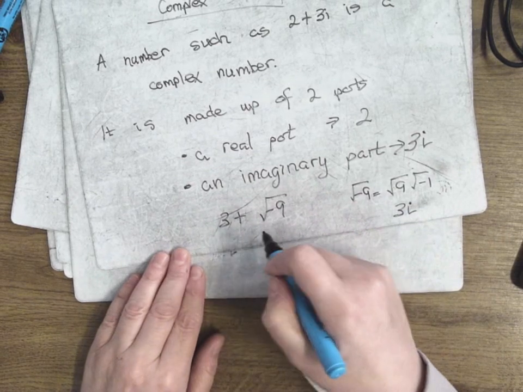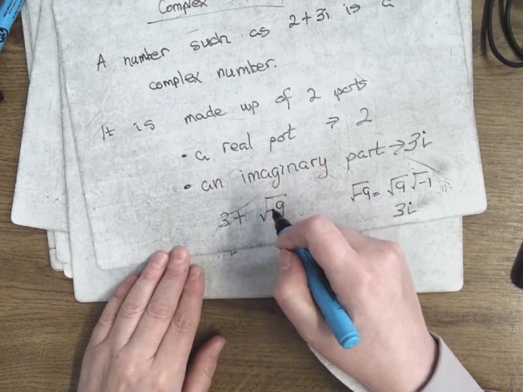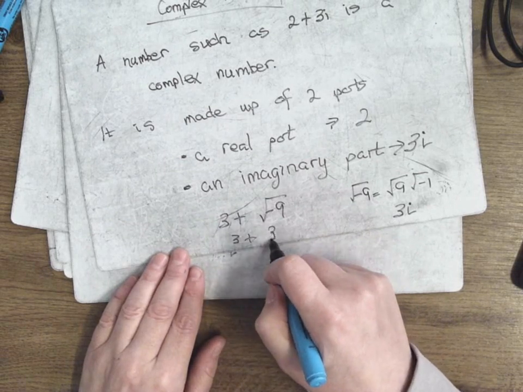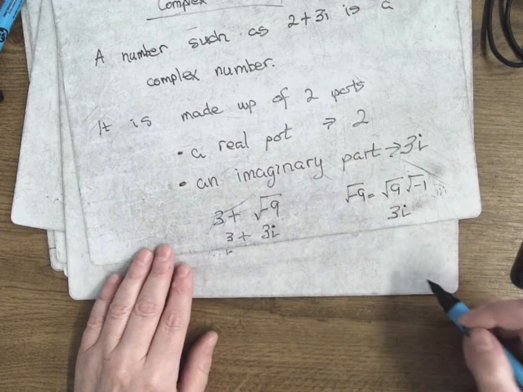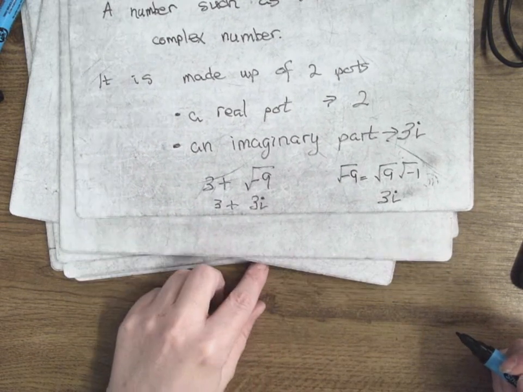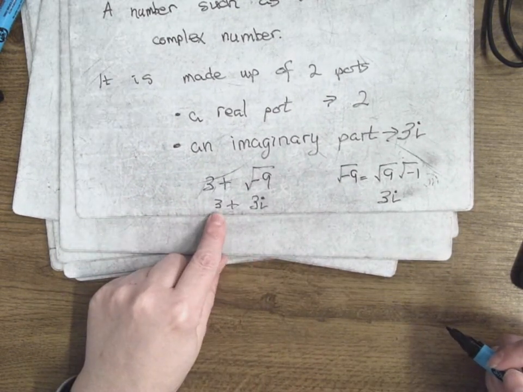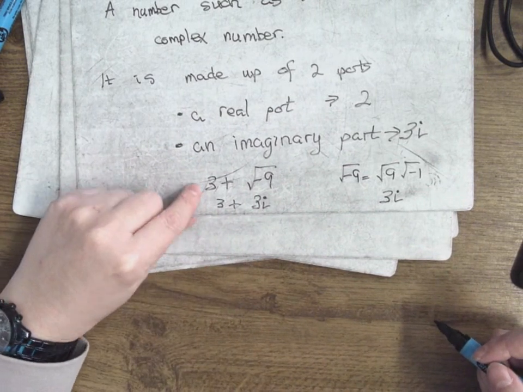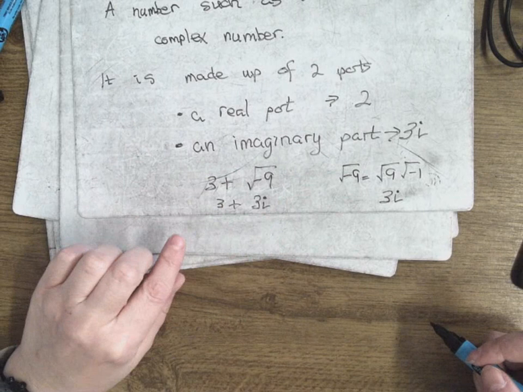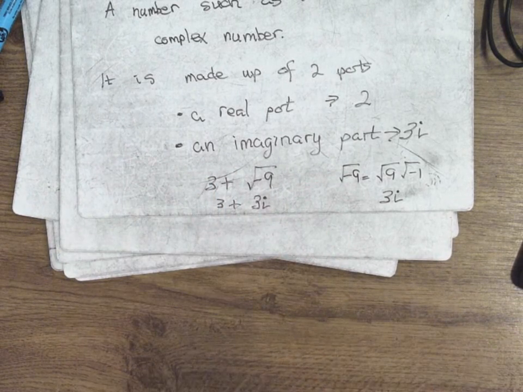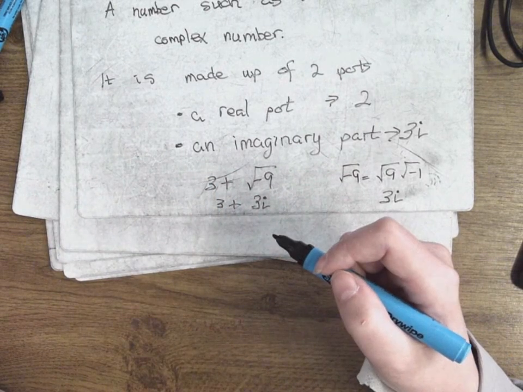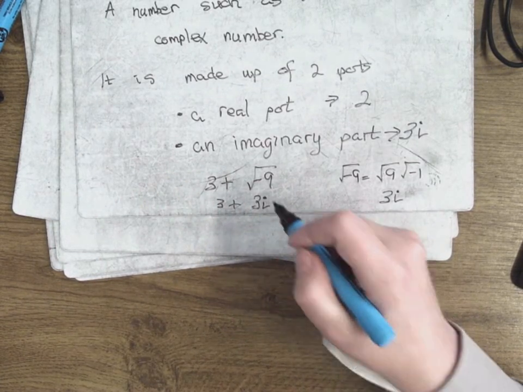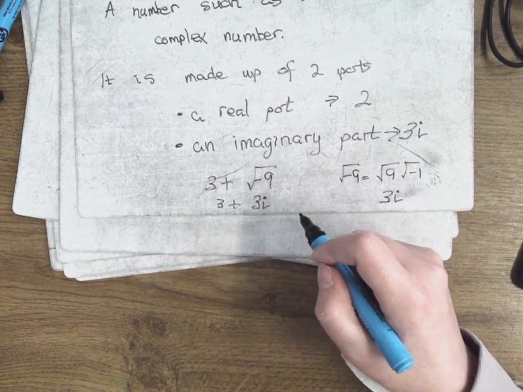So for this number, instead of saying 3 plus the square root of minus 9, I would call that 3 plus 3i. So did you completely forget about the real number? No, it's still there. So the real number is here and the imaginary bit is there. So the whole number is 3 plus 3i. There's a real bit and an imaginary bit. So I don't have to do anything with the real bit. I just have to rewrite minus 9.